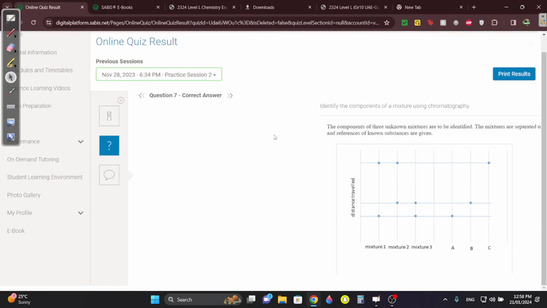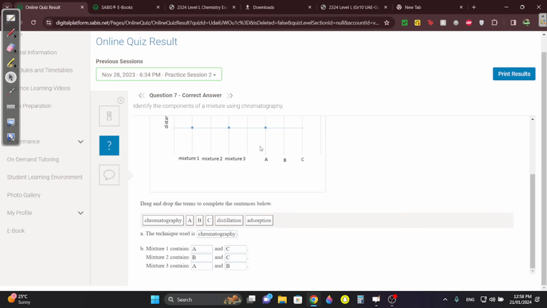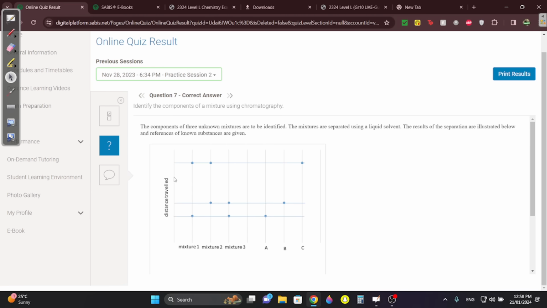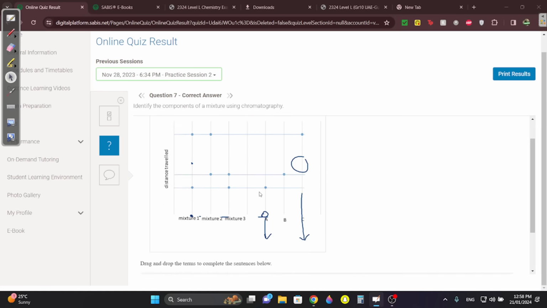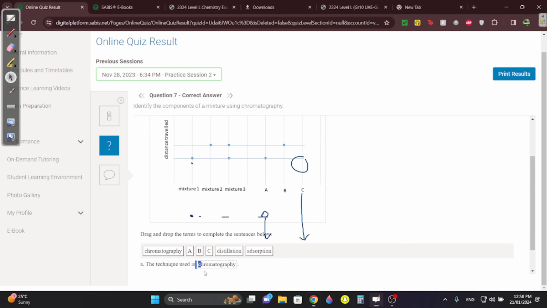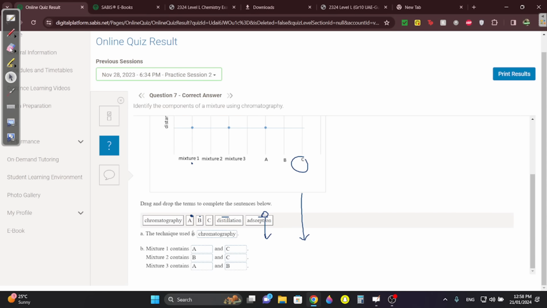Okay, question seven. Mixture one contains A and C. Mixture one has a dot over here and a dot over here. This dot belongs to C, and this dot over here belongs to A. So it has A and C. So I think you get what I'm trying to say. This technique is chromatography. Yeah, obviously chromatography. Anytime you have a paper, it's chromatography.